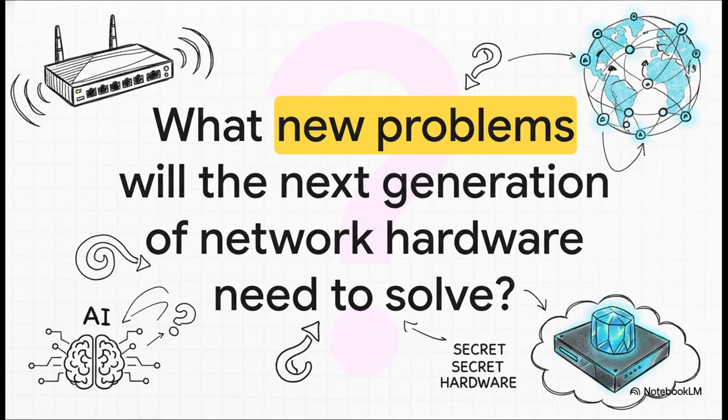So there you have it. From the humble, noisy hub to the super smart load balancer, each one of these devices evolved to solve a very specific problem, which really makes you wonder, with the explosion of AI, the Internet of Things, and just global connectivity on a scale we've never even imagined, what new challenges are waiting just around the corner? And what new secret hardware is someone inventing right now to solve them?